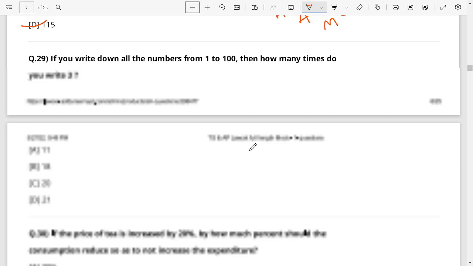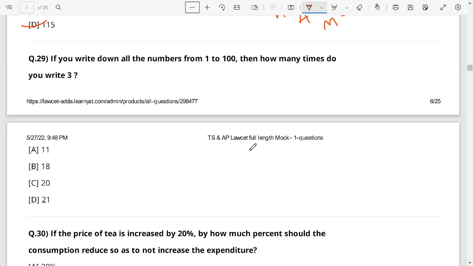Just look at the question here. If you write down all the numbers from 1 to 100, then how many times do you write 3?